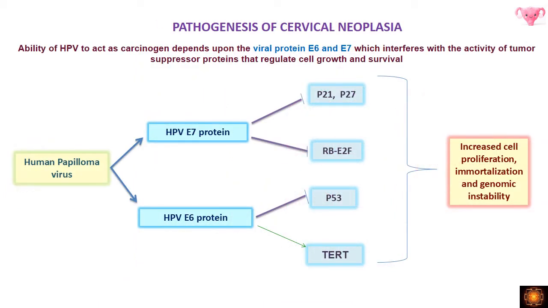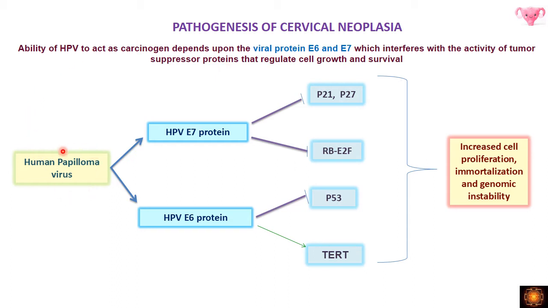Now, how does this HPV do? How does HPV cause the proliferation of the squamous cells? Now, this HPV, it has two proteins, viral proteins E6 and E7. These two proteins, they interfere with the activity of the tumor suppressor proteins, and then they regulate the cell growth and survival. Now, how does it do that?